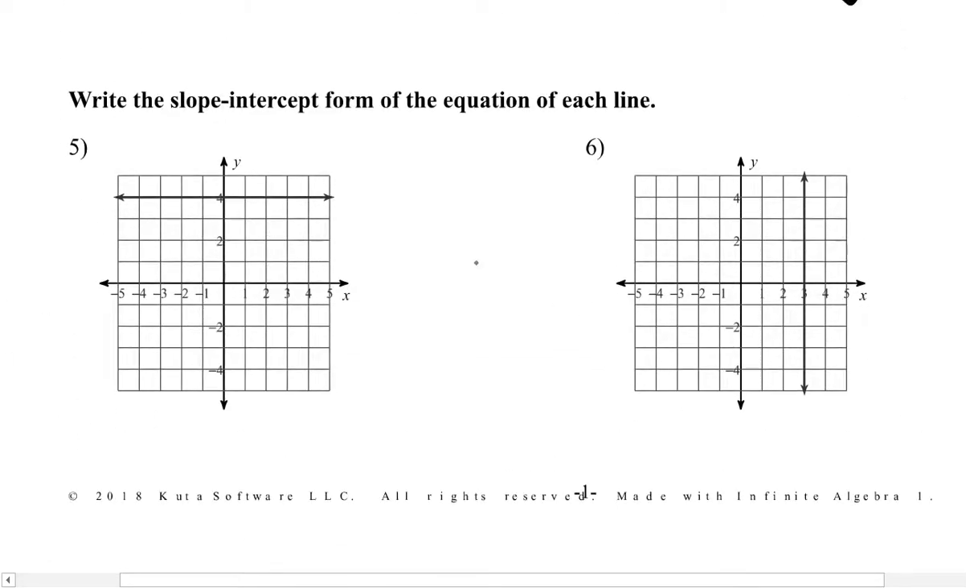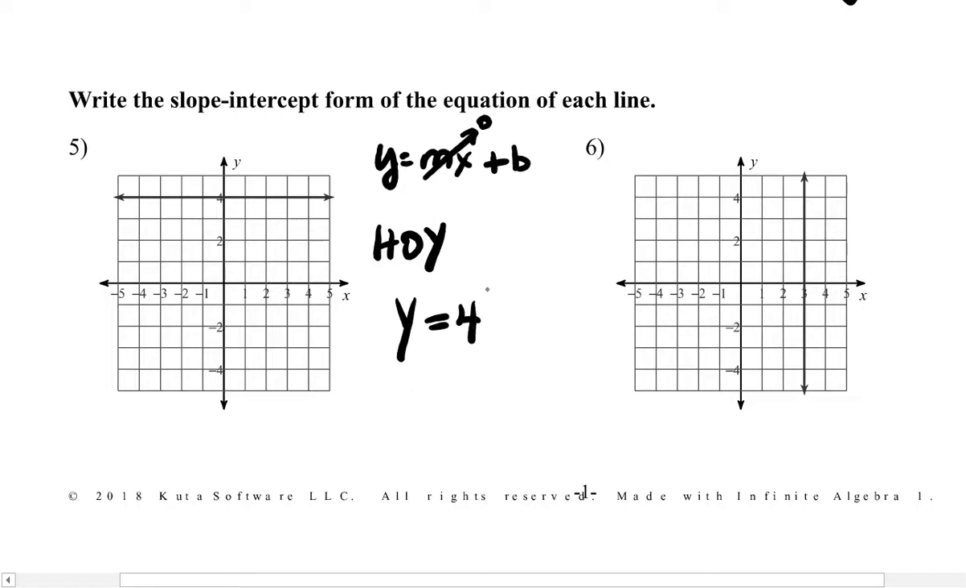All right, write the slope-intercept form of this equation. This is a horizontal line, so we're going to use the HOY. The slope is 0, right? This is going to go to 0, and that's how you end up with y just equals the y-intercept, which is at 4, which is why we say if you're horizontal, your equation is just y equals 4. This is vertical, so then your slope-intercept form is just x equals 3.